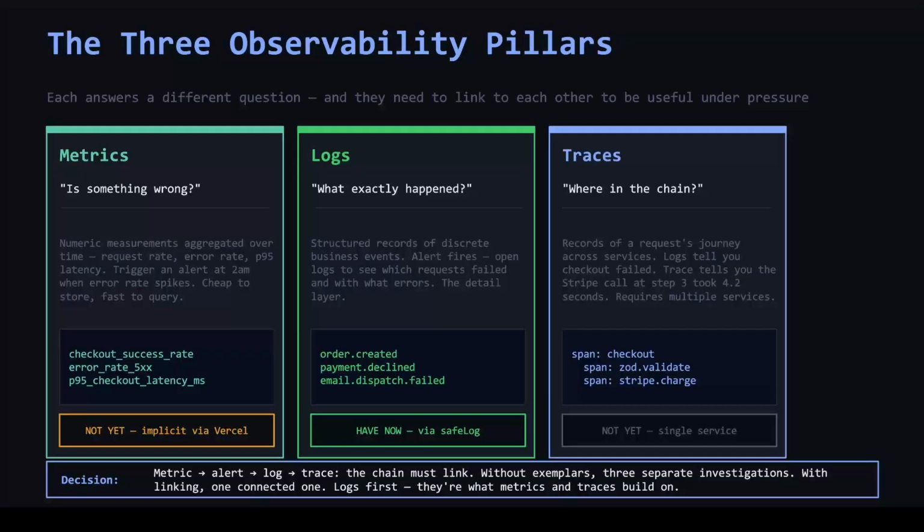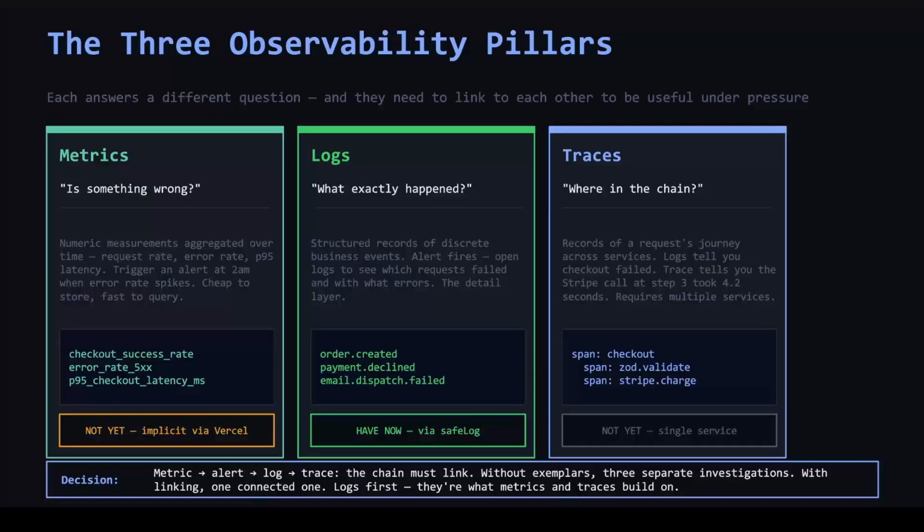The 3 observability pillars. 3 signal types work together in a mature observability setup. Each answers a different question. Each has a status badge showing where I am today. First, metrics: numeric measurements aggregated over time, request rate, error rate, P95 latency. They answer, is something wrong? An error rate spike at 2 a.m. triggers an alert. Status: not yet. My metrics are implicit via Vercel. I can inspect them, but I can't alert on them.